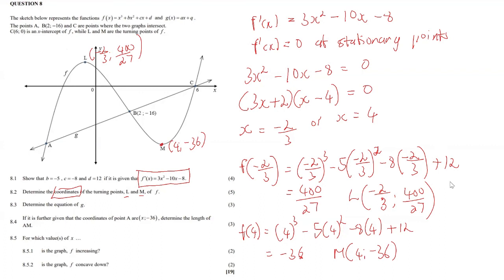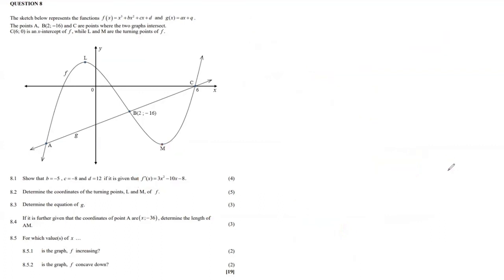Then, okay, let's proceed. Now we have 8.3. In 8.3, it says determine the equation of g, right? We can see that g here is a straight line having the coordinates B and C, which would aid us in calculating the gradient. Remember, g is a straight line here. So the first thing that we have to find when we want to find the equation of the straight line is obviously the gradient.